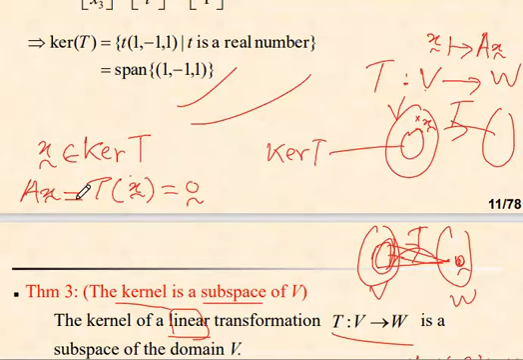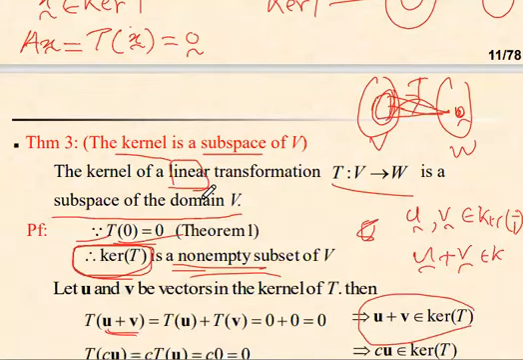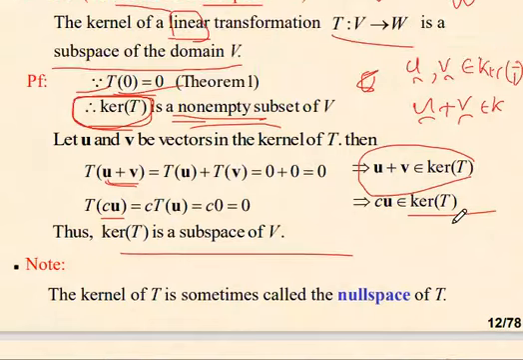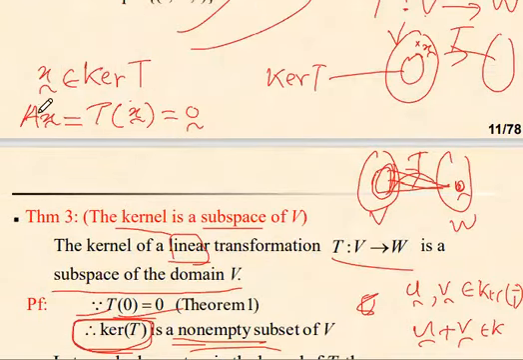Kernel of T is the solution set of this homogeneous system. Kernel of T is the same as the solution set of this homogeneous system AX equals 0. Right? So kernel of T is sometimes called the null space of T. I think you remember.